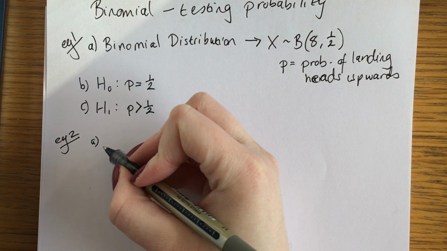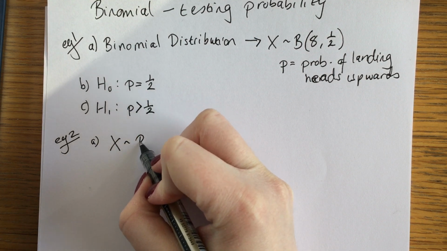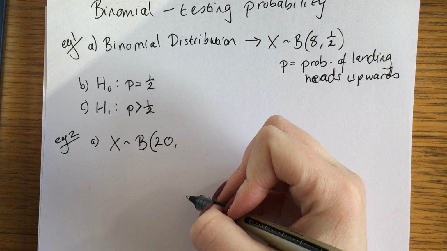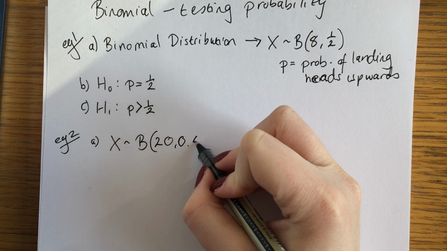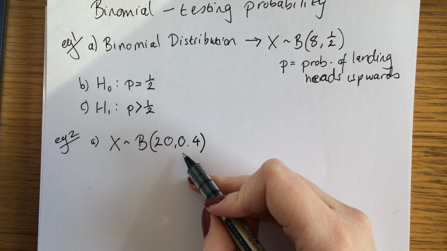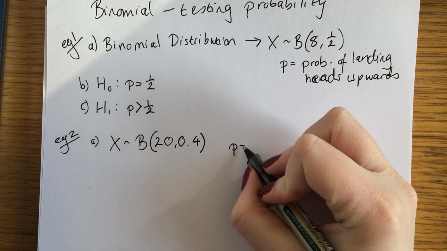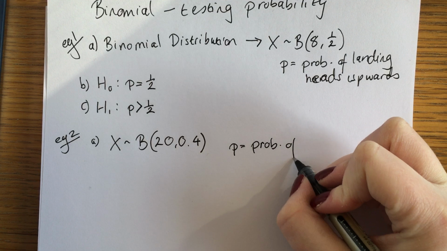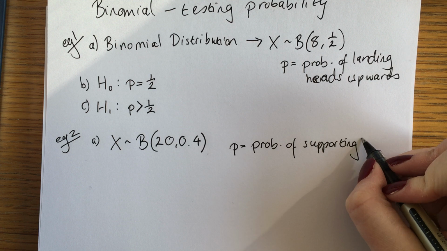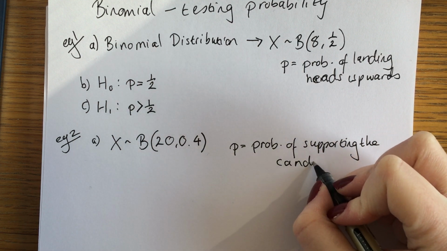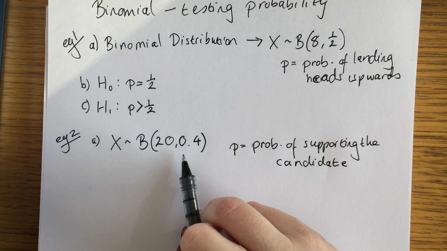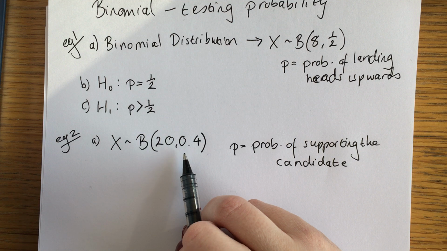So again, we know that something must be binomially distributed, and in a sample of 20 people, excuse me, we are testing the likelihood that she has 40% of the support. So that's the probability of being supported, so the probability of supporting the candidate is P, which she believes is 40%.